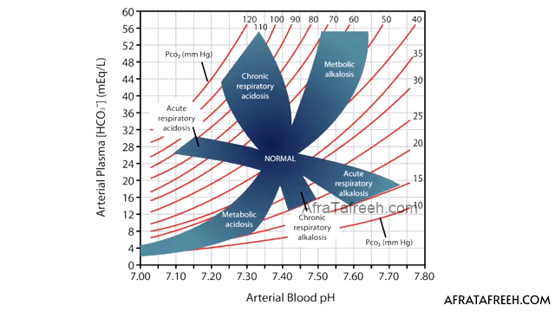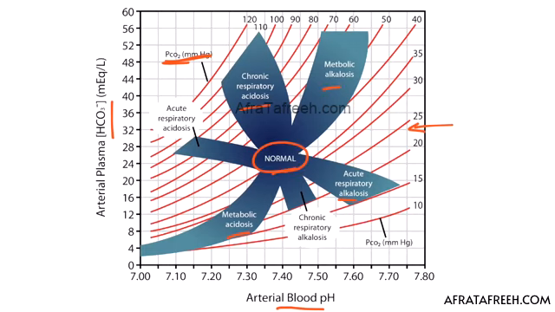Okay, before wrapping up this section, I'd like to take a second to discuss the Davenport diagram, which is shown in figure 4.9 from your text. This diagram is a good summary of all the acid-base abnormalities, but it's also an important diagram to be able to interpret. As you can see, the x-axis is the arterial blood pH. The y-axis is the concentration of bicarbonate in the plasma, and intersecting red lines represent the partial pressure of carbon dioxide.